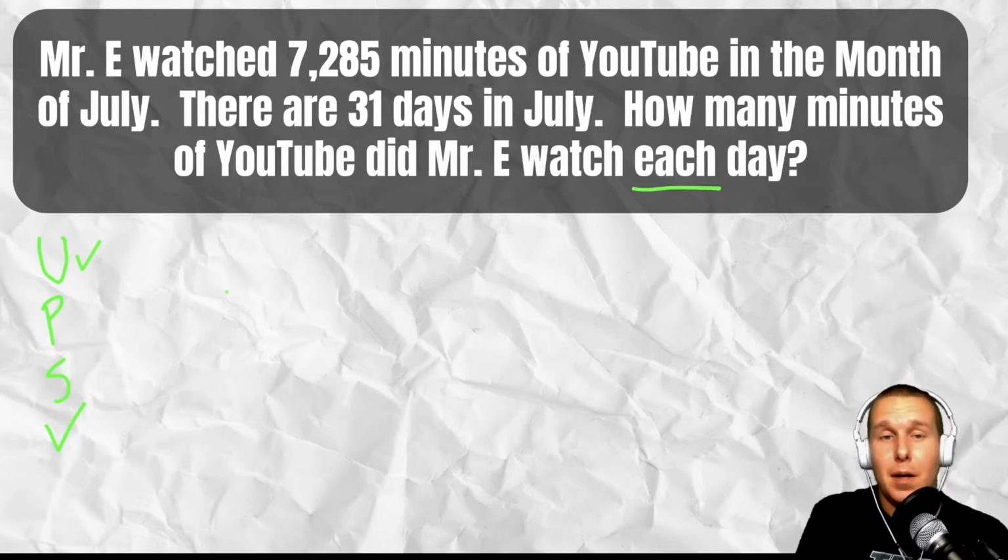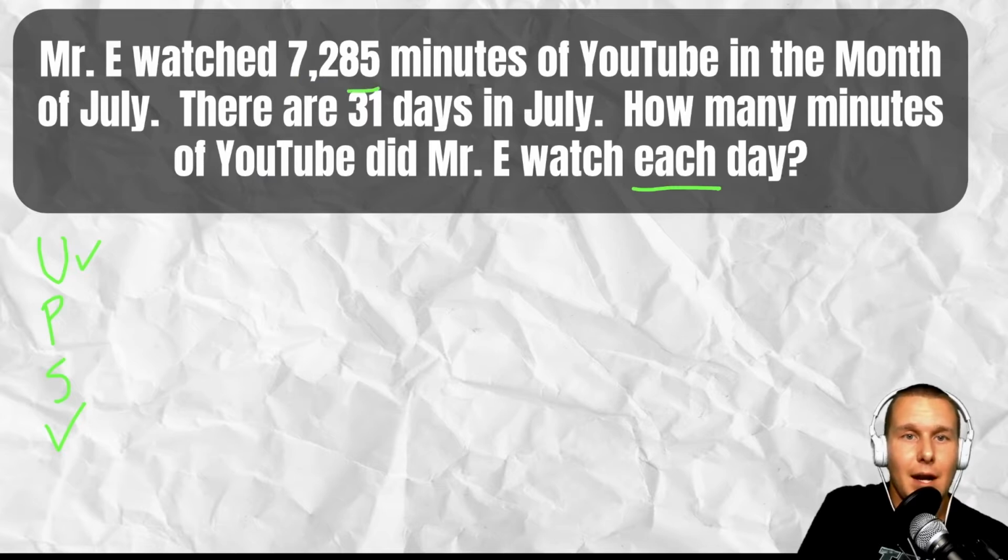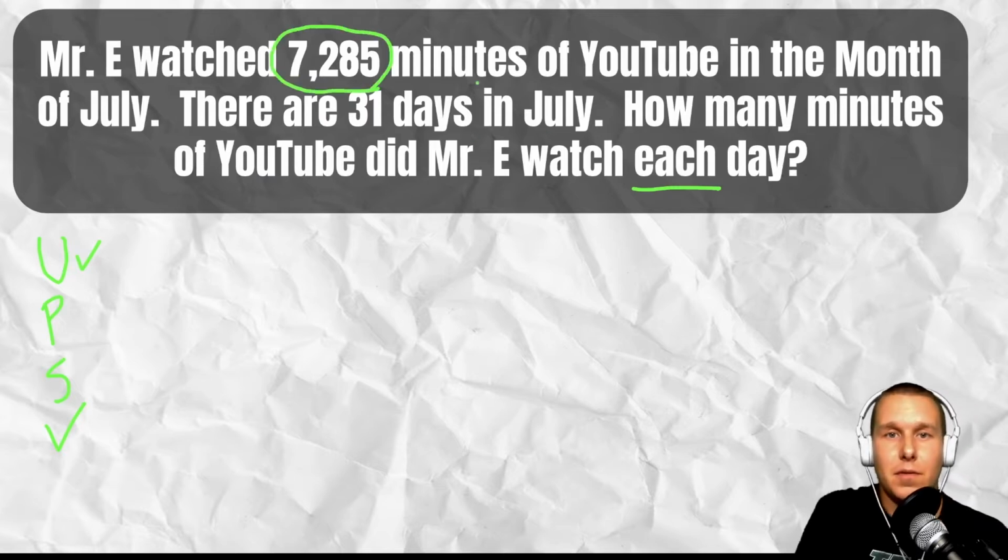Now I'm going to prepare the problem. So I'm going to go back and I'm going to read the problem one more time. It says Mr. E watched 7,285 minutes. I'm going to circle that because that number might be helpful to help me solve.